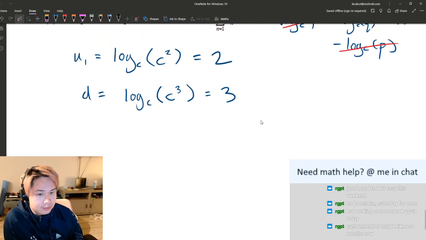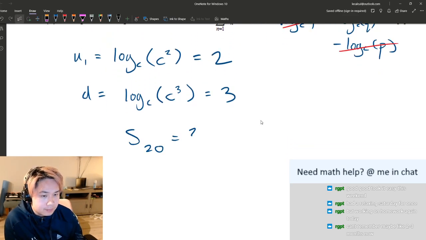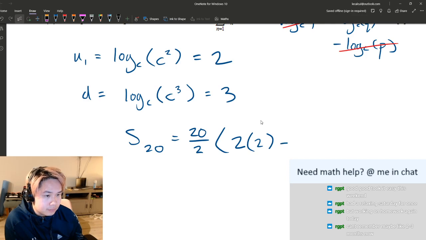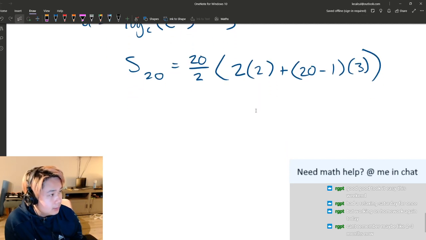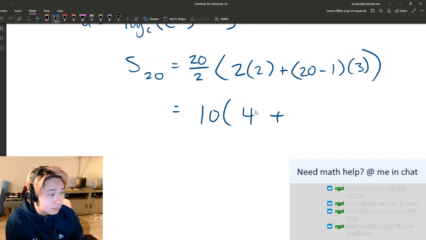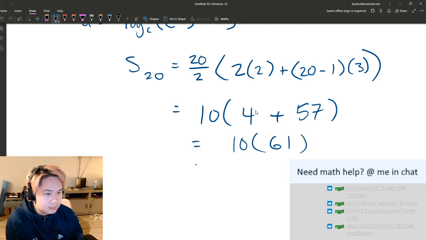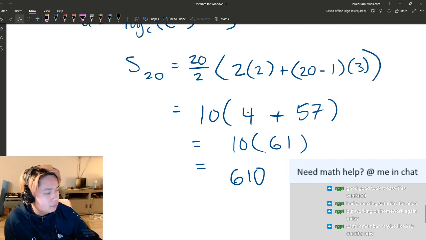So now we can find our sum. This is just standard formula book calculations. So that's 10, this is 4, and then 19 times 3 is what, 57? 61 times 10, so 610.